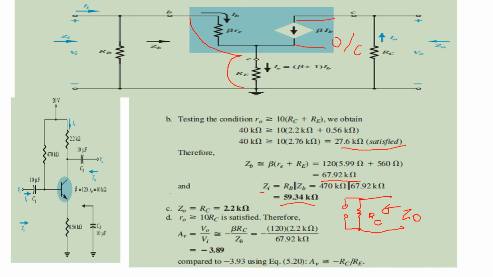Now since R0 is greater than RC, your voltage gain is equal to minus beta times RC upon ZB. So it comes out to be 3.89. And if you are using RC upon Re, then it will come out to be minus 3.93 if R0 is not given.